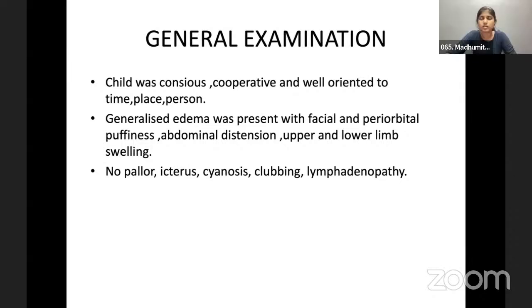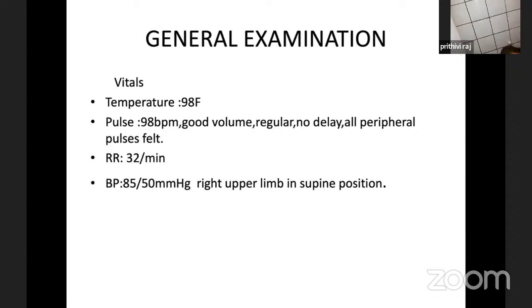Okay? Then you can continue. Vitals: temperature 98 Fahrenheit, pulse 98 beats per minute, good volume, regular, no delay, all peripheral pulses are felt, respiratory rate 32 per minute, blood pressure 85 by 50 millimeter of mercury, right upper limb in supine position. Okay. Good volume.